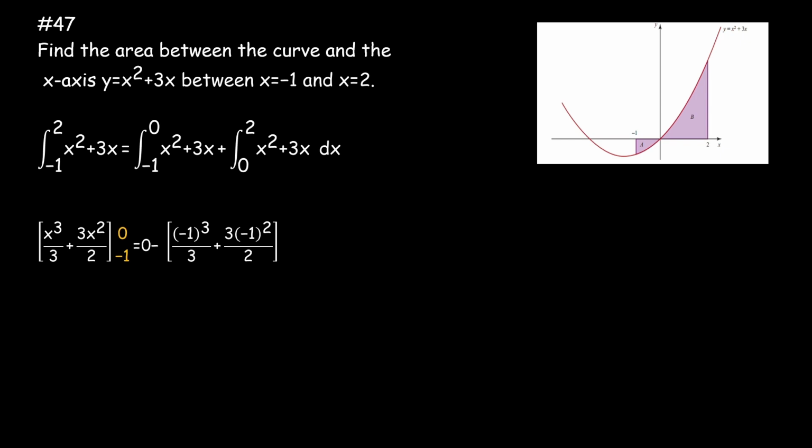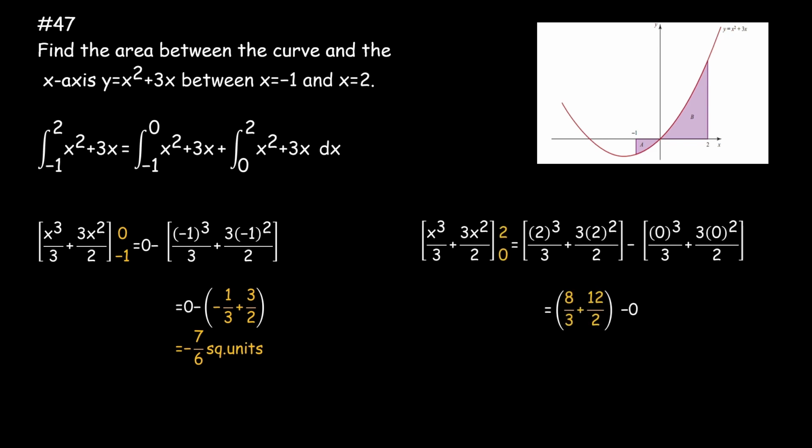So this would be 0 minus -1/3 plus 3 over 2, which is -7/6 units, and that's normal if it's negative. And for the second part, we get 8/3 plus 12 over 2, which is 52/6 square units. Hence, the final area would be 59/6 square units.